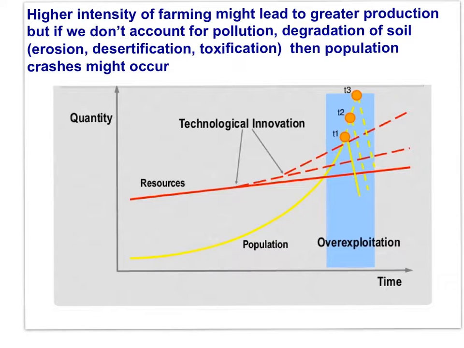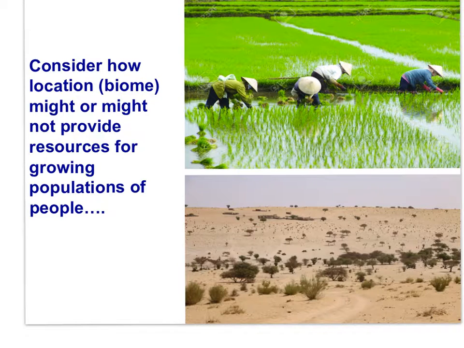Technological innovation may increase food supplies, but if we don't account for pollution and the degradation of soil, if human societies overexploit, then population crashes might yet occur. And also consider how location, in other words, the regional biome, might or might not provide resources for growing populations of people. A desert biome cannot support as many people as a wet tropical biome.